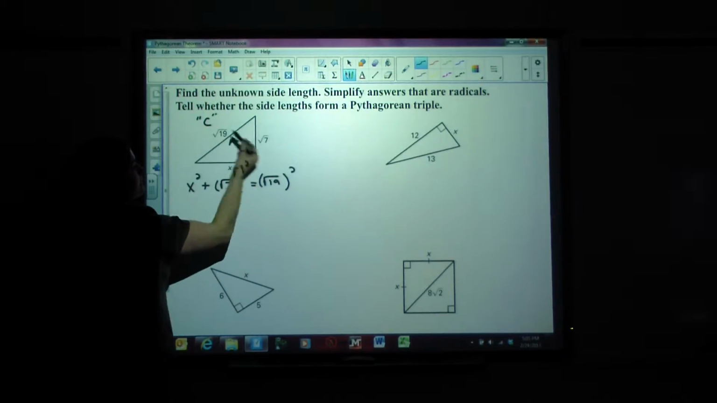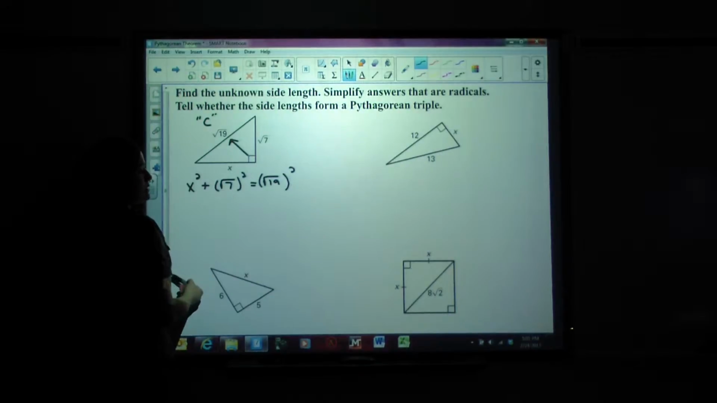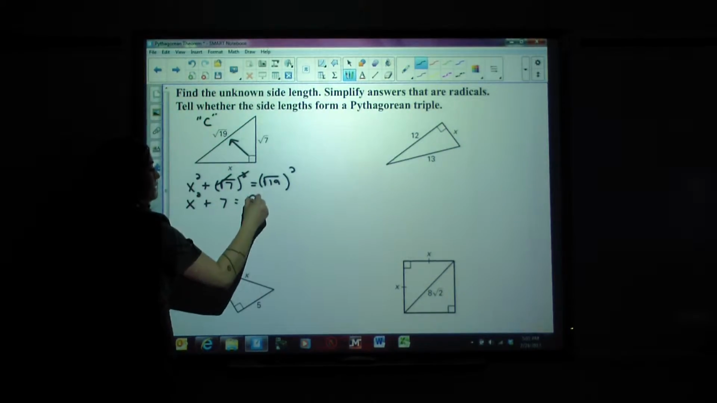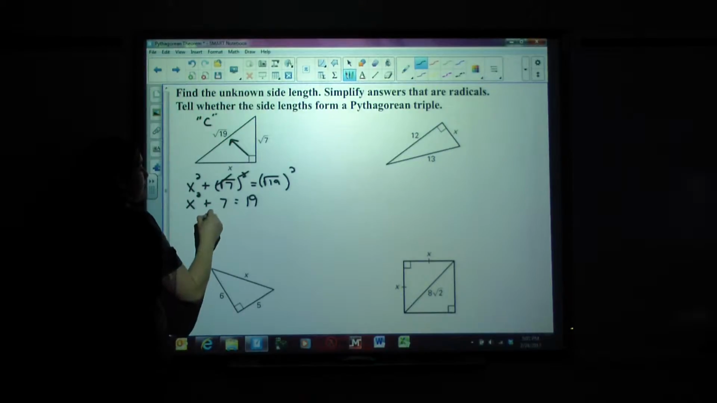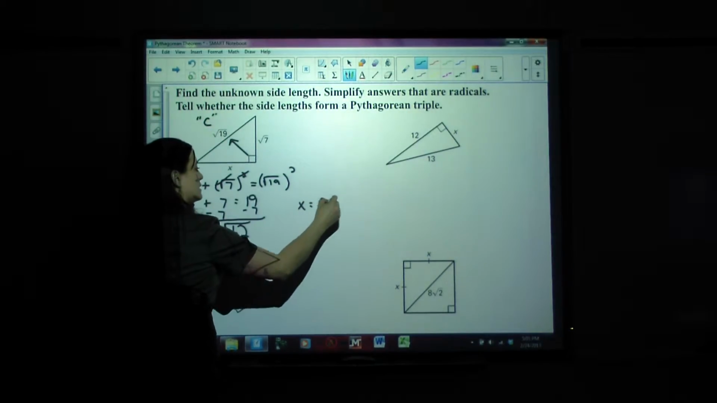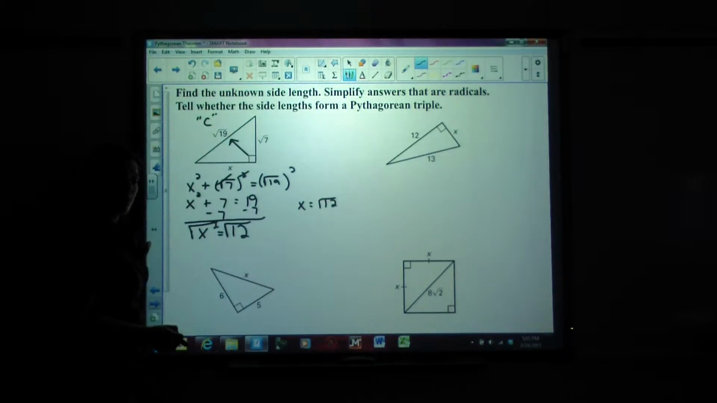Okay, a squared plus b squared equals c squared. The legs equal the hypotenuse, and we have to square them. X squared, we're going to leave that as x squared, plus root 7 squared. The root and the square cancel out, and we're left with just 7 equals root 19 squared, which is simply 19. Now if we solve for x, we subtract 7, we get x squared equals 12. The only way to get x by itself is to take the square root. So we have x equals the square root of 12. That is a possible answer.